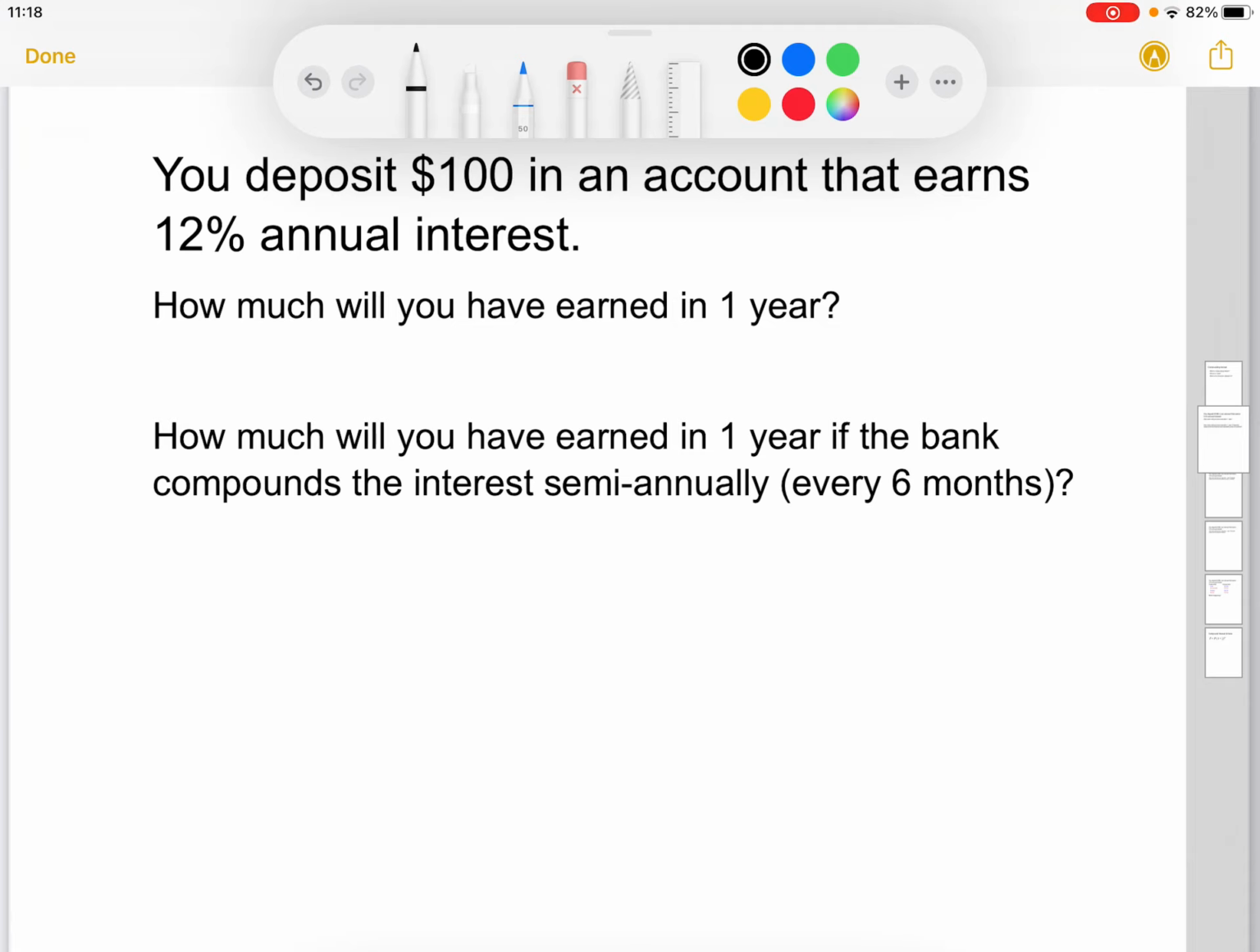You deposit $100 in an account that earns 12% annual interest. The simple question is, how much will you have earned in 1 year?